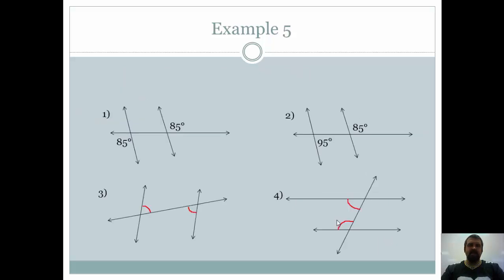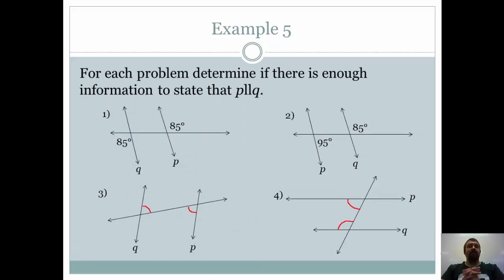Alright, for example 5, it says, for each problem, determine if there is enough information to state that line P is parallel to line Q. If I look real quickly here, diagram 1, diagram 2, diagram 3, diagram 4. Well, if I look at diagram 1, I have 85 and 85 here. Well, I'm given two pieces of information, that's it. Do I know what type of angles 85 and 85 are?